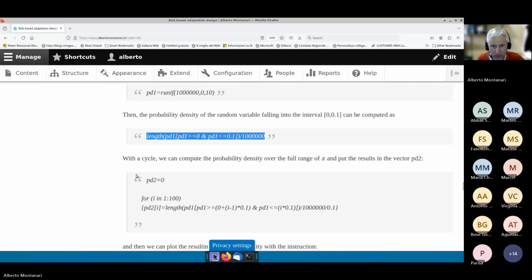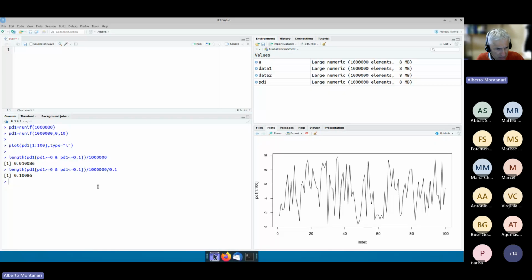Okay, now with a cycle, we can compute the probability density over the full range of X and put the result in the vector PD2, okay? Before I move forward with the cut and paste, let me just make a check. Yeah, should be okay. I want to make sure that everything is fine here.